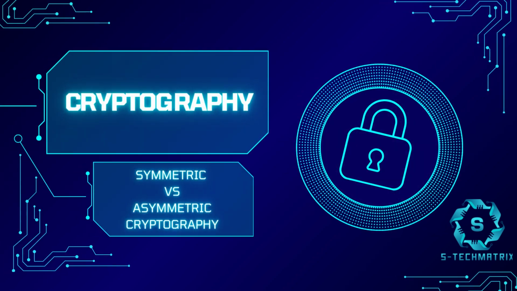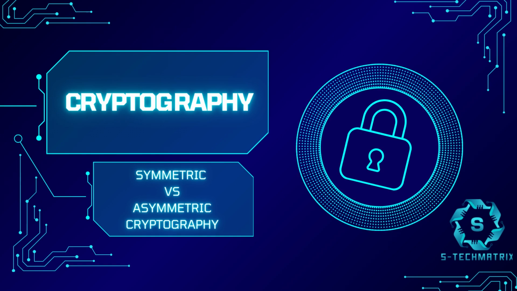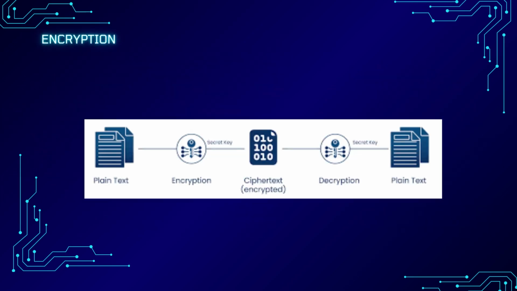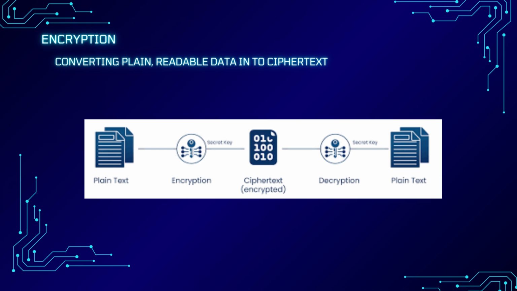So, in this video, we are going to understand symmetric and asymmetric cryptography, the core foundation of modern encryption. Before we see symmetric and asymmetric cryptography, let's understand the basics. Encryption means converting plain readable data into an unreadable ciphertext.